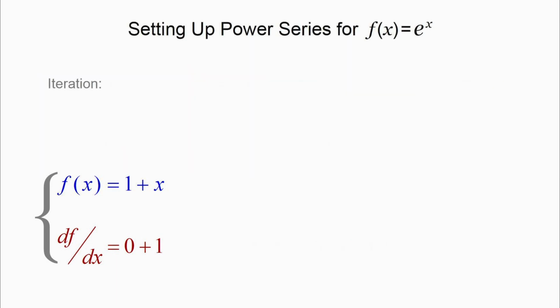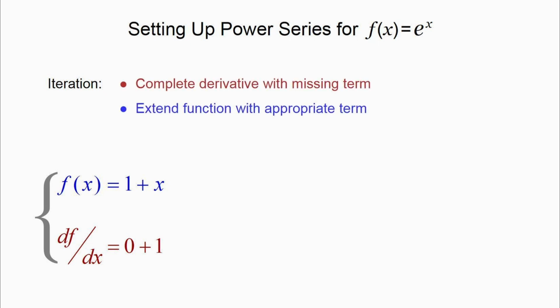At this point, the iteration procedure is entered, consisting of two steps that will be looped indefinitely. 1. Complete the derivative with the missing term from the current estimation for the function, and 2. Extend the function with an appropriate term that is needed to have the derivative completed.